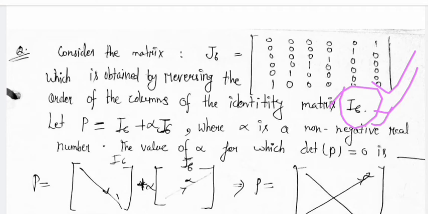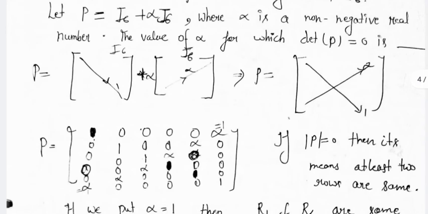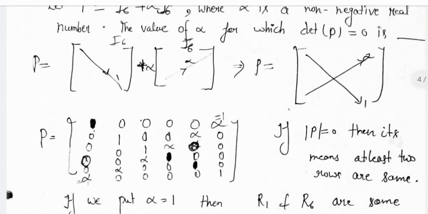Let here P is equal to I6 plus alpha J6, where alpha is a non-negative real number. Okay, the number of alpha for which determinant P is 0. Okay, now here we found the value of the alpha. So on the basis of all these things, we get the given instructions as per the given question.